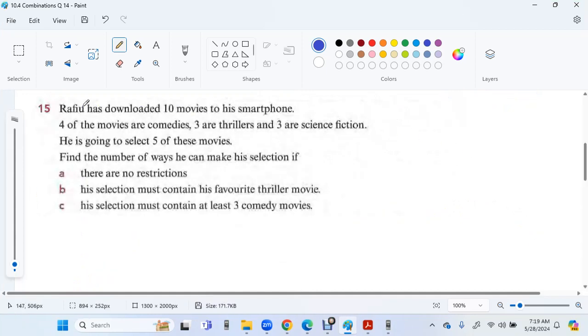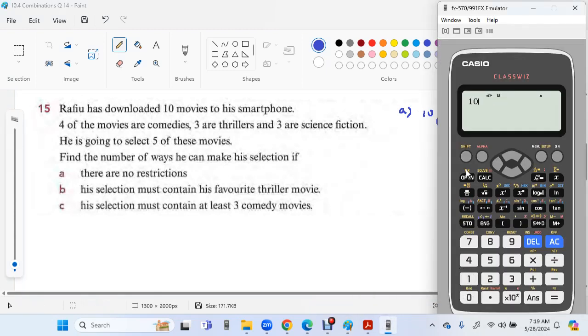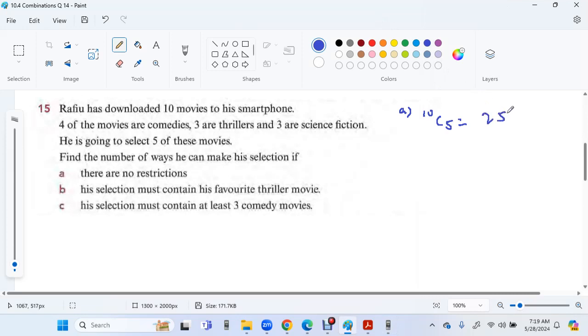Question number 15. Raphael downloaded 10 movies to his smartphone. 4 comedies, 3 thrillers, 3 science fiction. Select 5 of these movies. Okay, no restriction. So A here is 10 choose 5. So we have the 10C5, then it's 252.